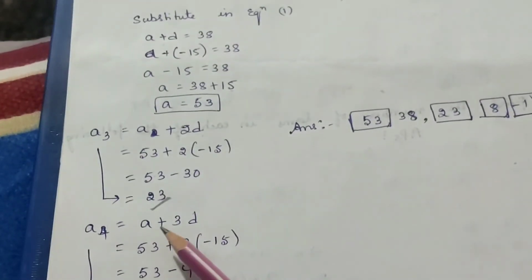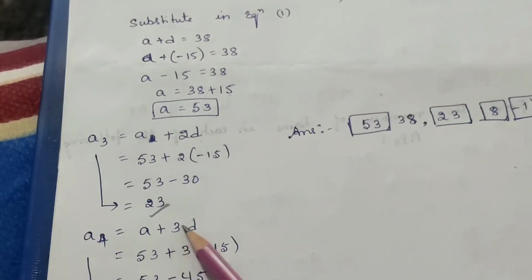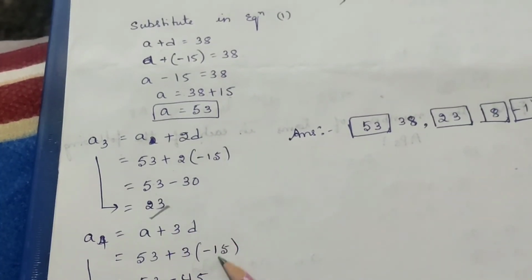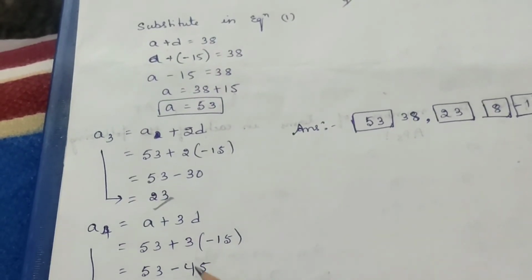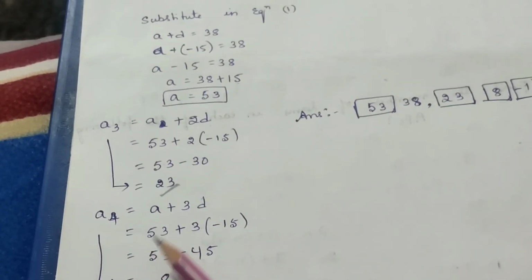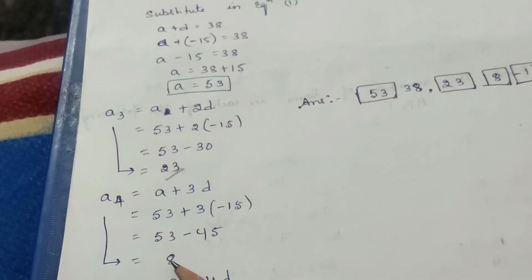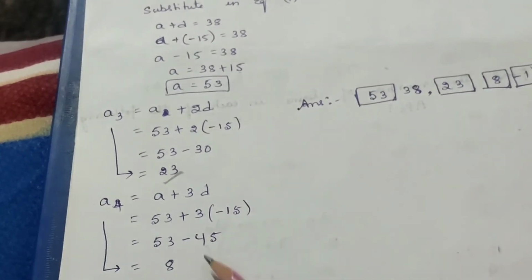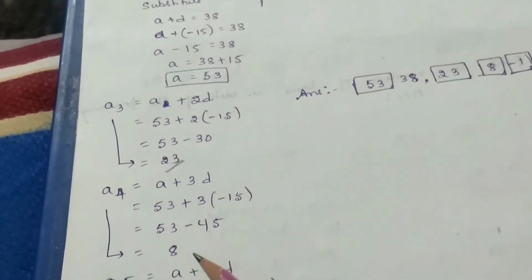The fourth term is A plus 3D. A is 53 again, plus 3 as it is. D is minus 15. Substitute, 15 3s are 45. Plus into minus is minus. Then A4 is equal to 53 minus 45. Then A4 is equal to 8. 8 is the fourth term of the arithmetic progression.